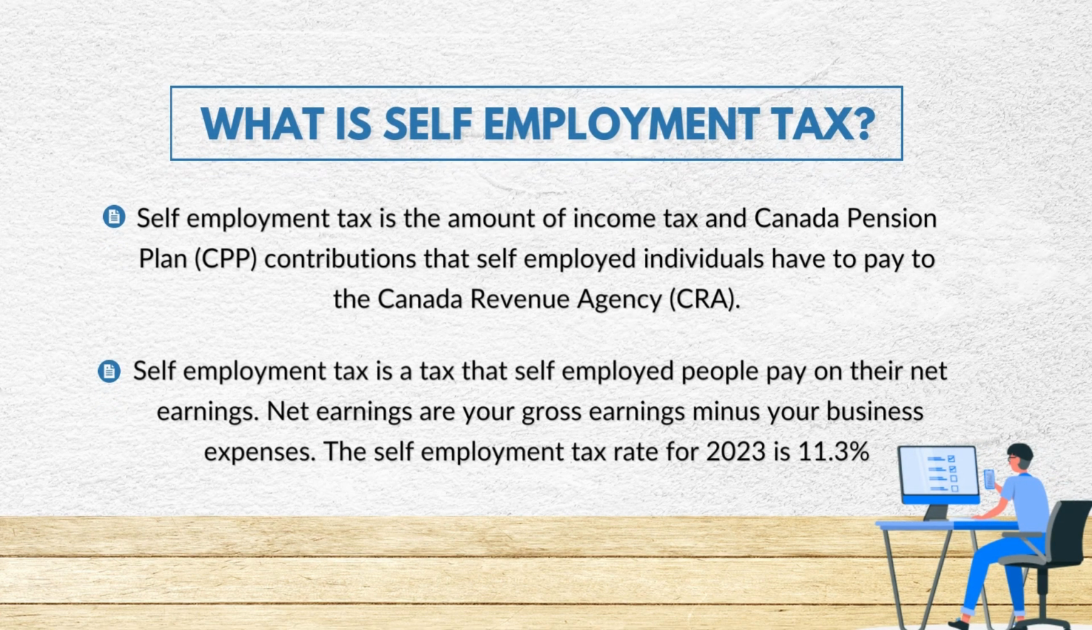What is self-employment tax? Self-employment tax is the amount of income tax and Canada Pension Plan (CPP) contributions that self-employed individuals have to pay to the Canada Revenue Agency (CRA). Self-employment tax is a tax that self-employed people pay on their net earnings. Net earnings are your gross earnings minus your business expenses. The self-employment tax rate for 2023 is 11.3%.